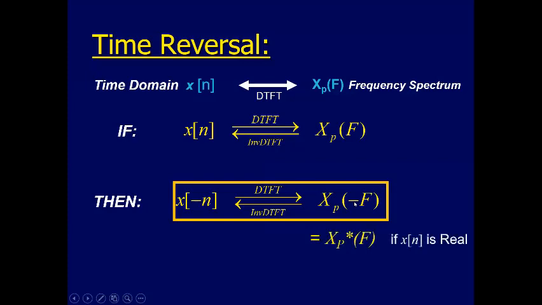Now, if your time function happened to have been real valued, which most of ours are, it may not be so obvious that we replaced f with minus f, but what we'll see is that we will have taken the complex conjugate of the discrete time Fourier transform, meaning the magnitude will be the same, but the phase will be flipped, or the imaginary part will change sign. That's what happens when we do a time reversal.